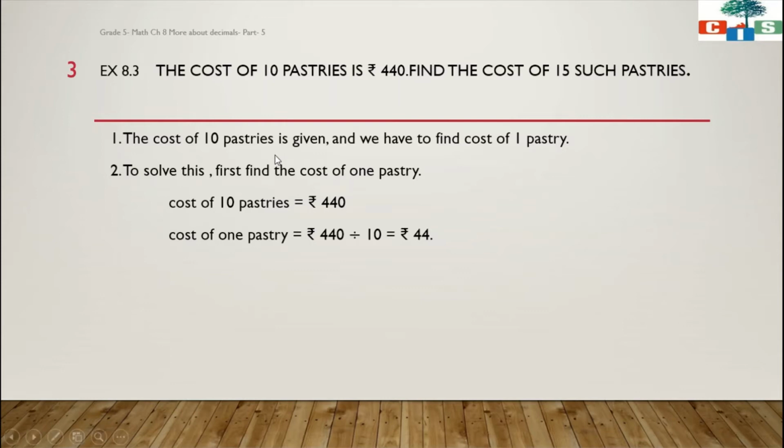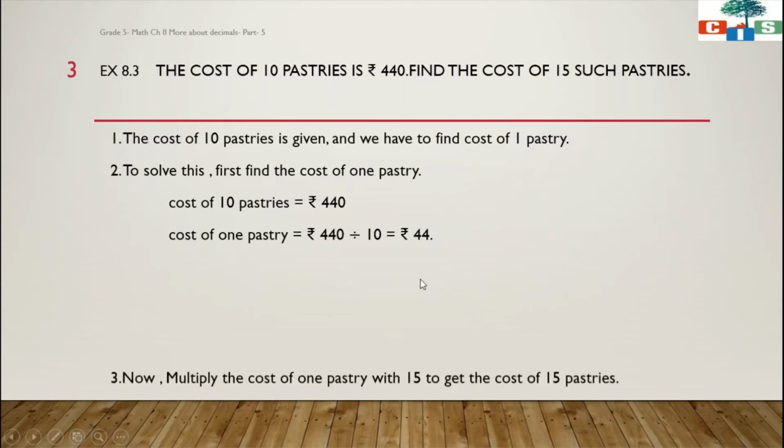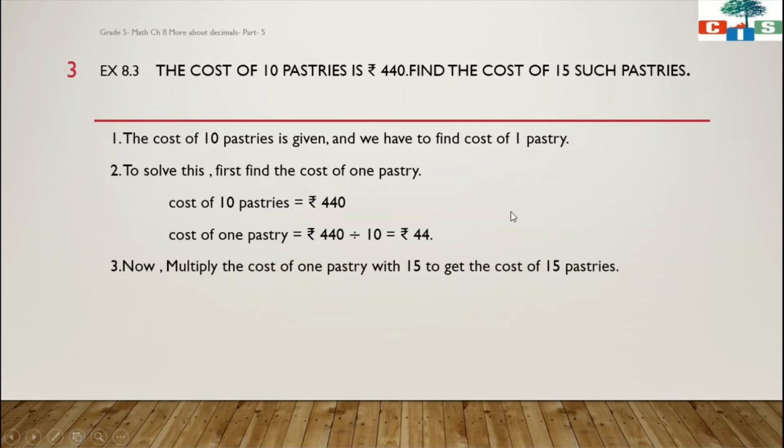Now our next task is finding the cost of 15 such pastries. Okay, so let's see how to do that. For finding the cost of 15 such pastries, we have to multiply the cost of 1 pastry with 15. When we multiply the cost of 1 pastry with 15, we will get the cost of 15 such pastries. So we'll multiply 44 with 15. Here 15 is the number of pastries and 44 is the cost of 1 pastry. When we multiply this, we will get the product as 660.